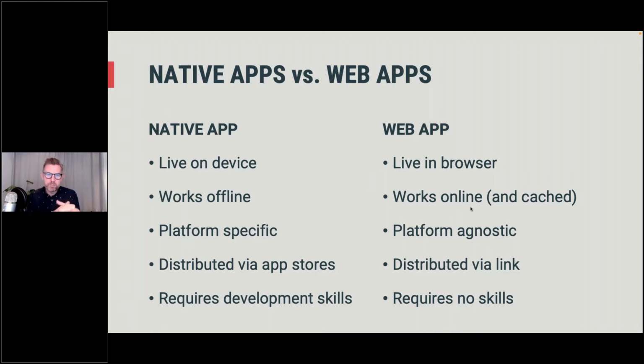The app is distributed via link. So either you can send it via text message or via an email, or you can have a QR code where people can scan the QR code so you can get the app. The trick here is that you decide when and how the app is distributed.